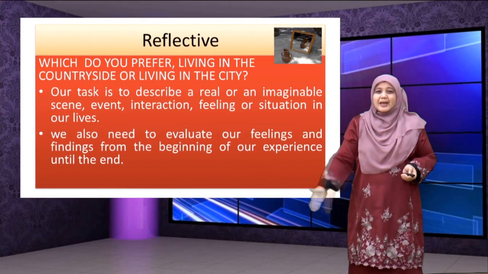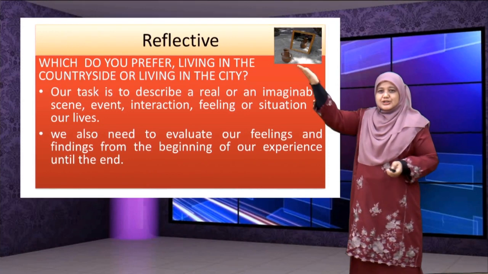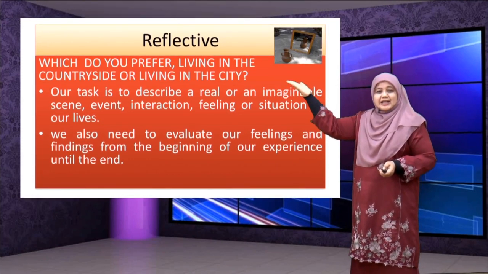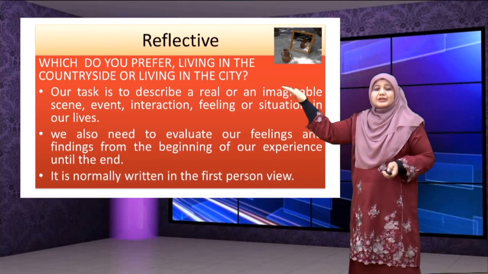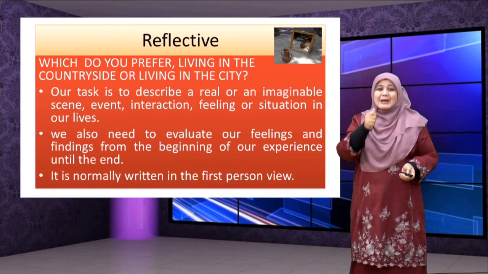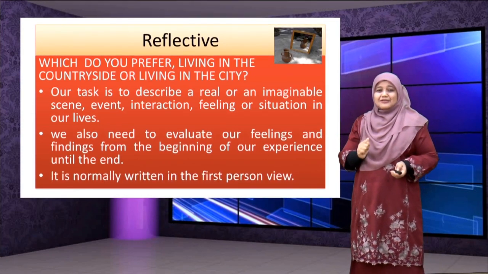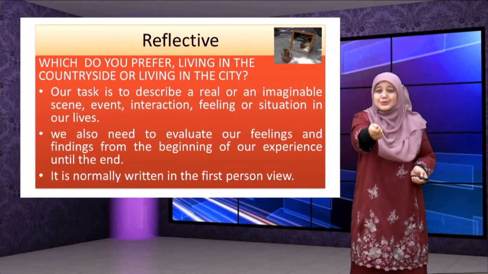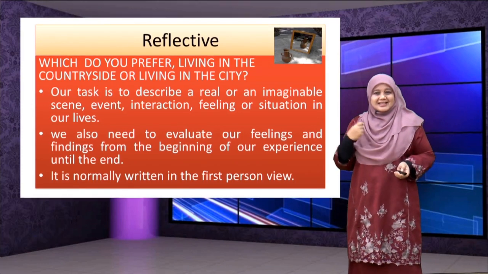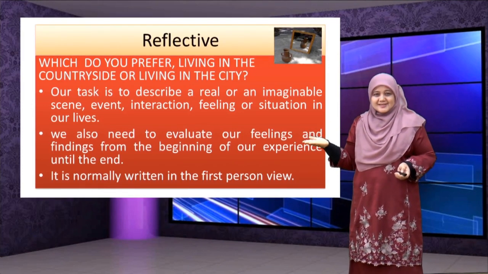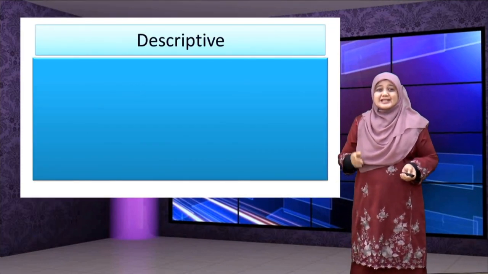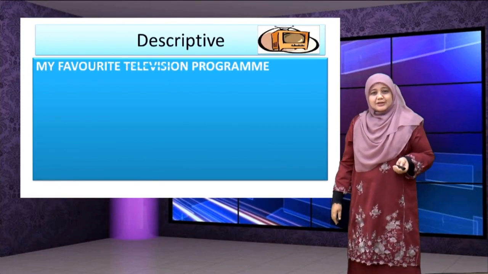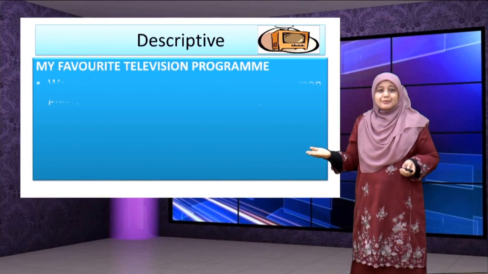Go back to the question, which do you prefer? Living in the city or living in the countryside? So, your answer must be written in the first person point of view, because the question is asking you as the writer, not others. Okay, the next type of essay is descriptive essay. For the working title for today is My Favorite Television Program.